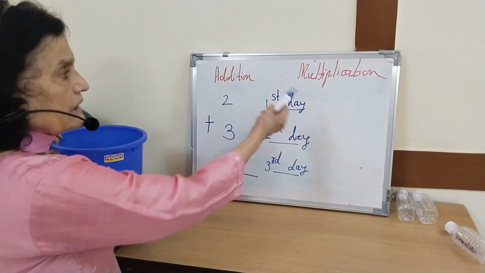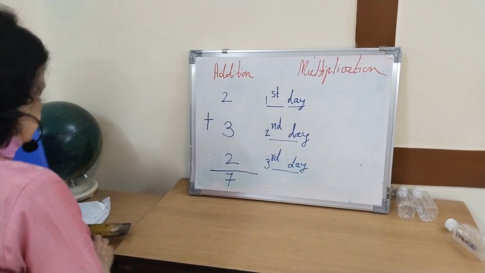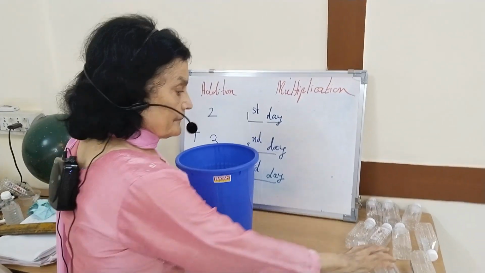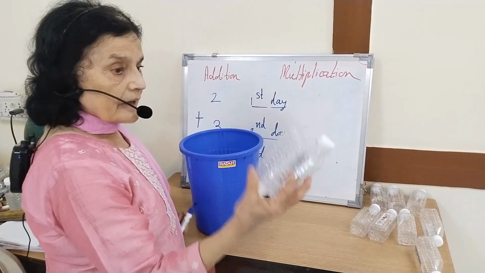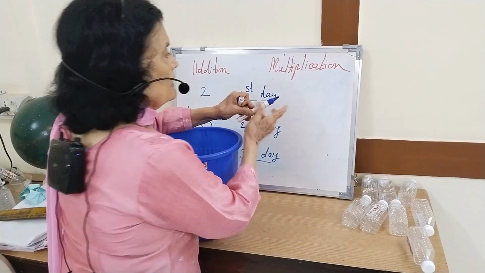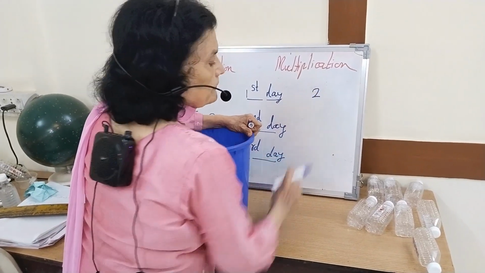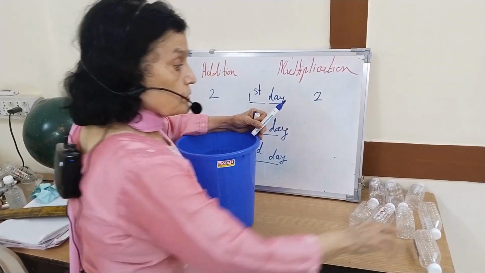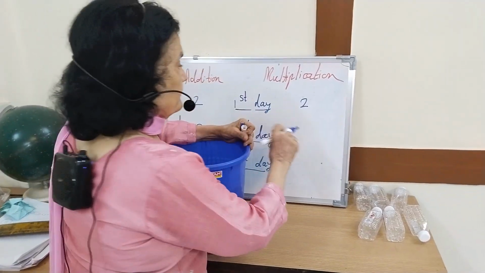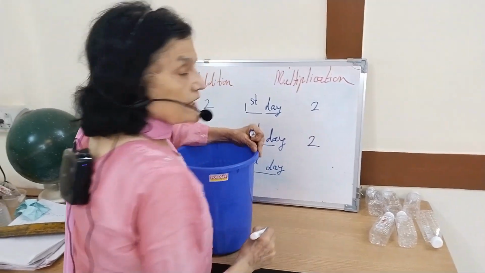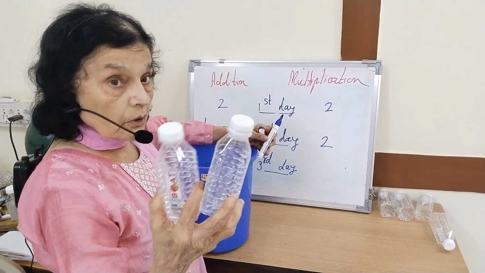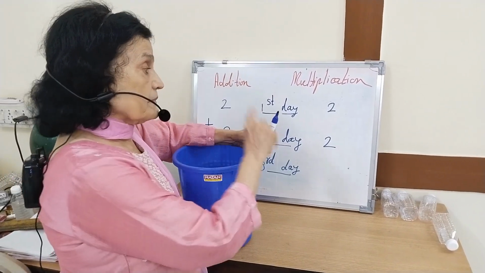Now let us come on multiplication. Suppose right here, on first day I put 2 empty bottles in the container. So I write here 2. On second day also I put 2 bottles in the container. So write here 2 for second day. On third day also I put 2 bottles in the same container.